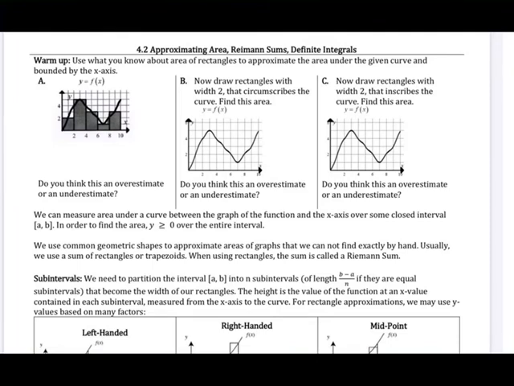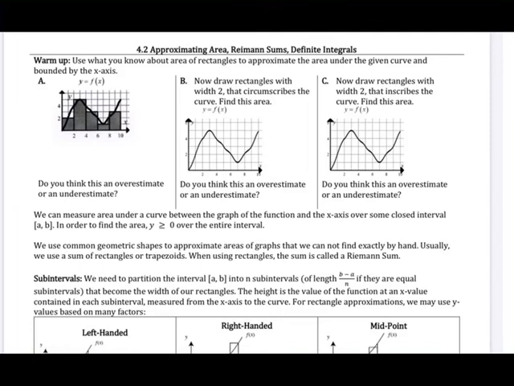So go ahead, pause the video, draw those rectangles for B and C, approximate the area for all three, A, B, and C, and then answer the question below about whether or not you think that the area you found is actually an overestimate or an underestimate for the area that actually is underneath that curve.